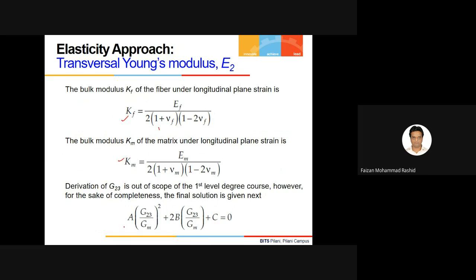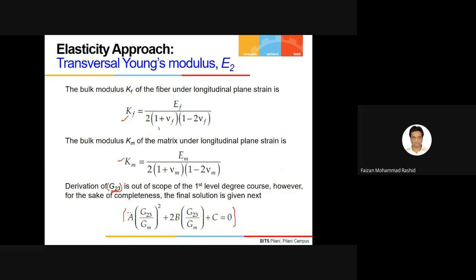That much research work people have done, to calculate the G23 value. You see here, in the book also it was written that this is out of the scope of first level degree courses. However, for the sake of completeness, to calculate G23, they are writing a differential equation here. Not differential, it's a quadratic equation only. So I need to get the value of G23.